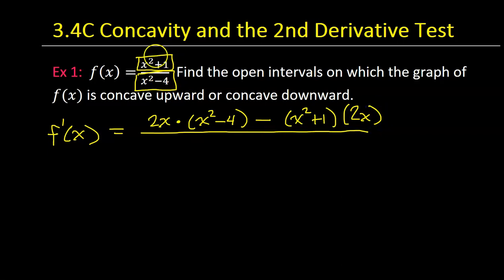All right, so we take the derivative of the top, multiply it by the bottom, and then we take the top times the derivative of the bottom. And then in the denominator, we simply take the bottom function and we square that. So we're going to have x squared minus 4 squared. So let's simplify this down as far as we can.